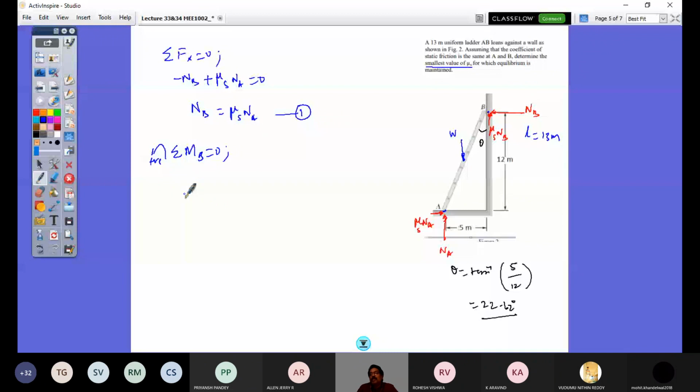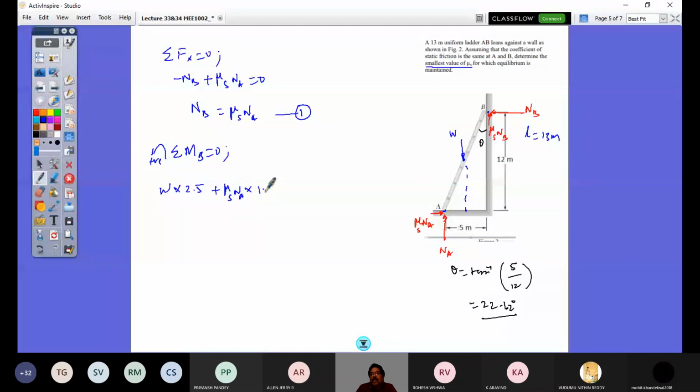So this distance from this wall is the midpoint here by the similar triangle principle. We can find that distance. So this is 5, this is 2.5 meters from here. So when I take moments about point B, W would create a counterclockwise moment by multiplying W by its moment arm, 2.5 meters. And then mu s times NA would create again a counterclockwise moment. So plus mu s times NA is the force, multiplied by the moment arm 12.